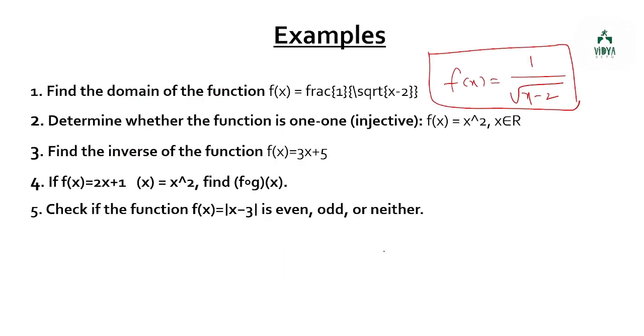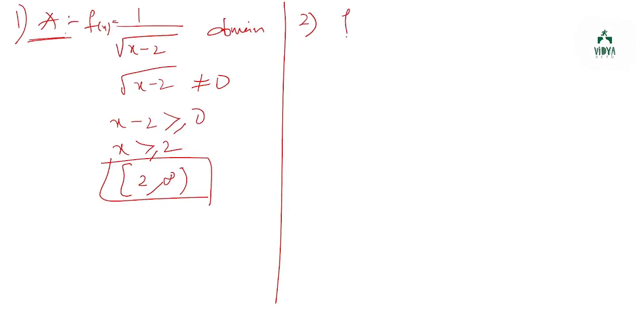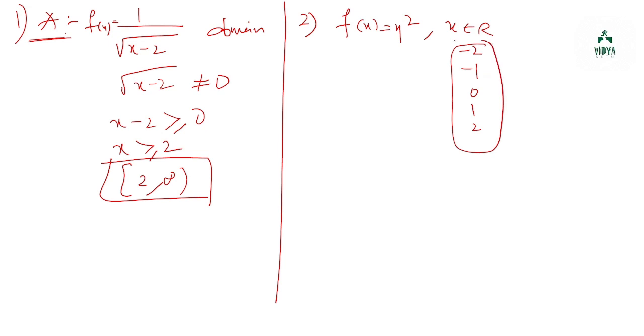Next, second question. Determine whether the function is one-one. They have given f of x equal to x square, x belongs to R, and they're asking us to find whether it's one-one. What is one-one? Take minus 2, minus 1, 0, 1, 2. This is the domain, from minus infinity to plus infinity, but I'm taking these values. These values should have different mappings, not the same mappings.